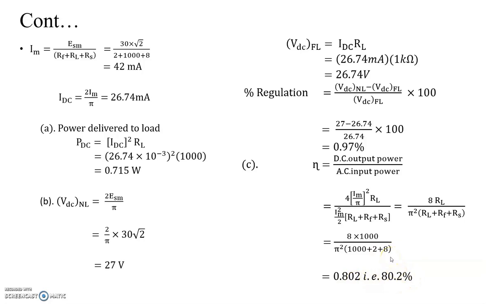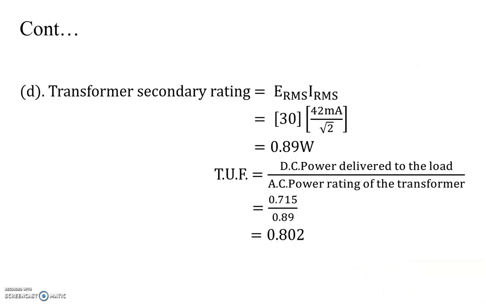Next, finally, the last part, we will calculate the transformer utilization factor. The transformer secondary rating is nothing but ERMS into IRMS. Substitute the values and find out the transformer secondary rating, 0.89 watt. The transformer utilization factor is nothing but the ratio of DC power delivered to the load to the AC power rating of the transformer. You know these two values, just substitute and find out the transformer utilization factor, that is equal to 0.802.